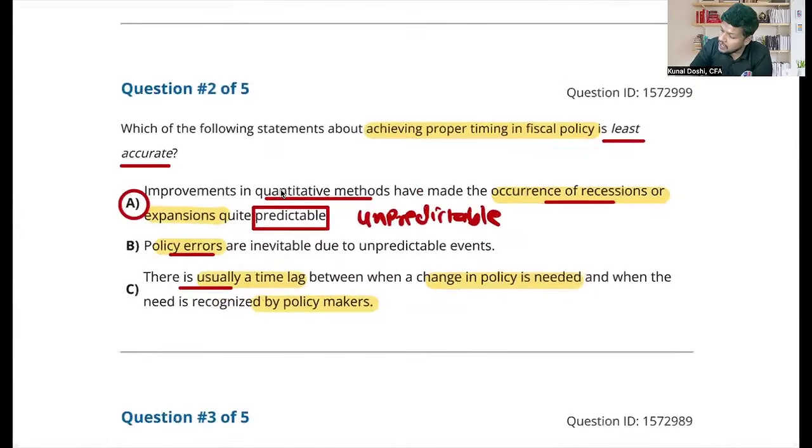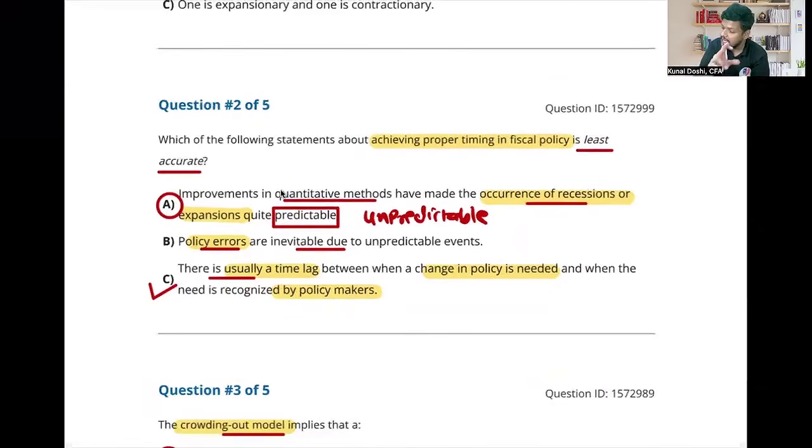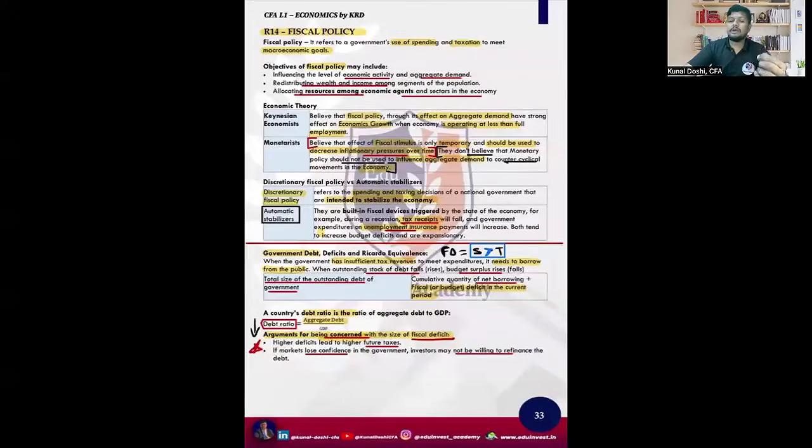Yes. First of all, is there a policy lag? Yes, there is a policy lag. So C was correct. Policy errors are inevitable due to unpredictable events. Correct. What was the problem with A? Improvements in quantitative methods have made the occurrence of recession and expansions quite predictable. No, they both are unpredictable, right? Even if there are improvements in quantitative methods, events are unpredictable. So that word predictable is an issue. Got that doubt? Clear? Perfect. Yes. So we covered fiscal policy and now we'll move to monetary policy. Okay. Yes.